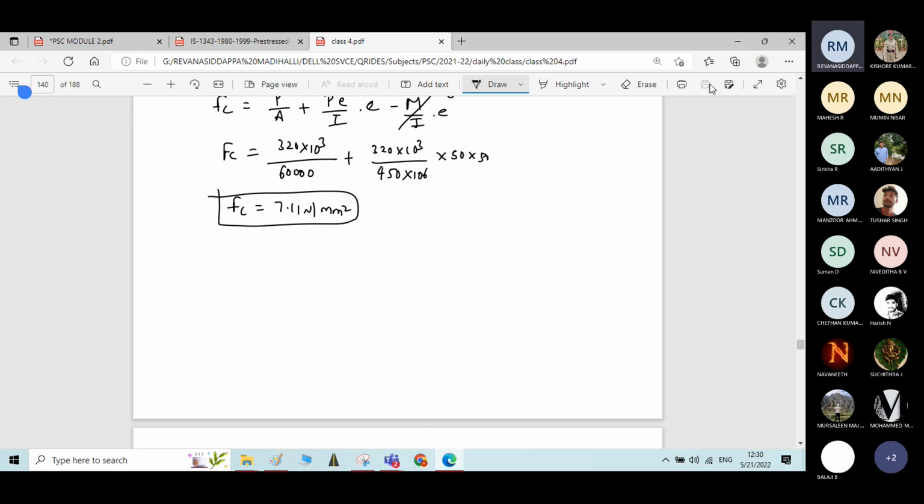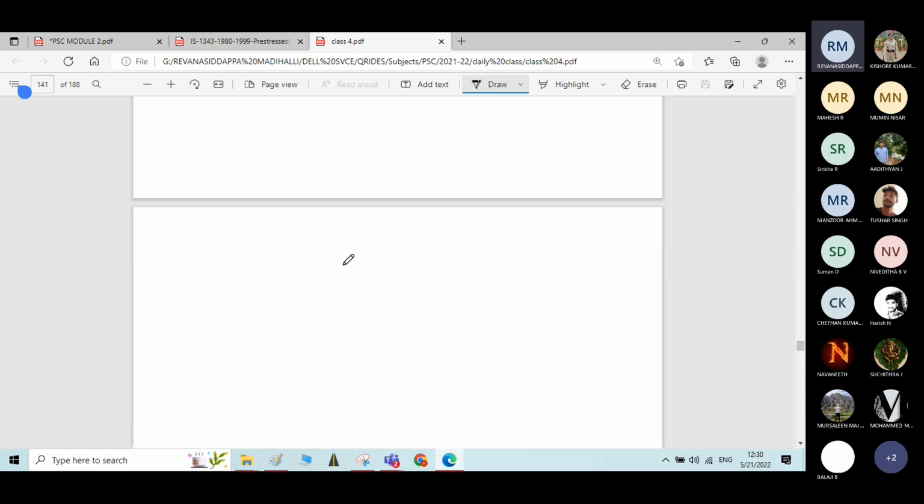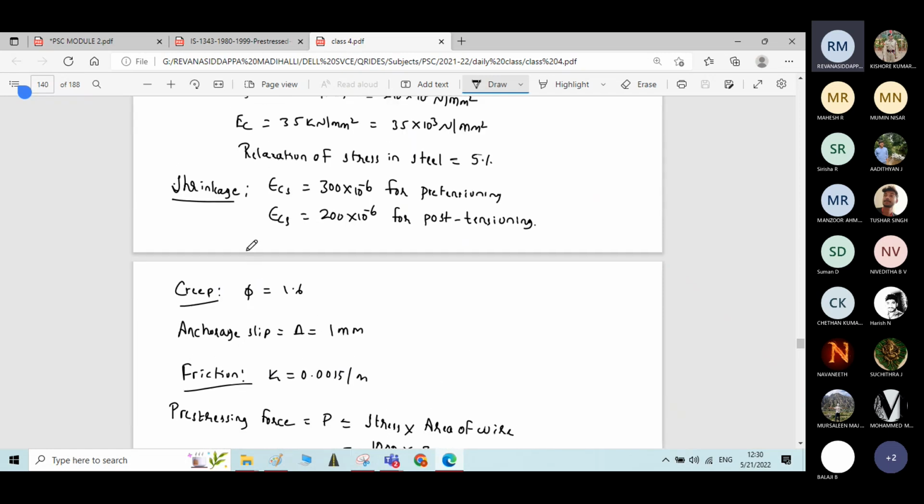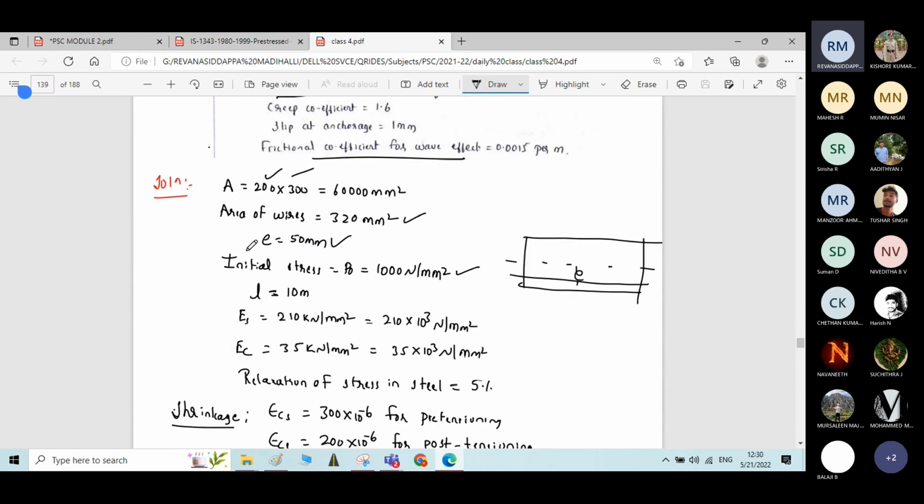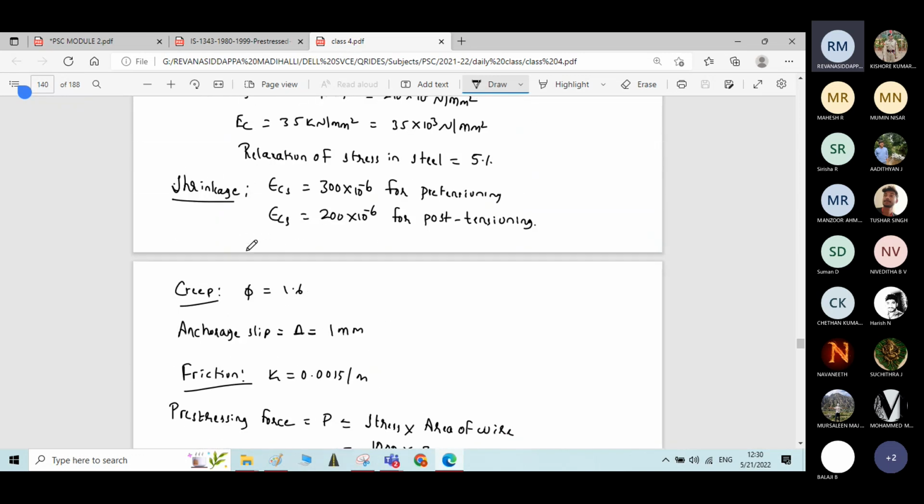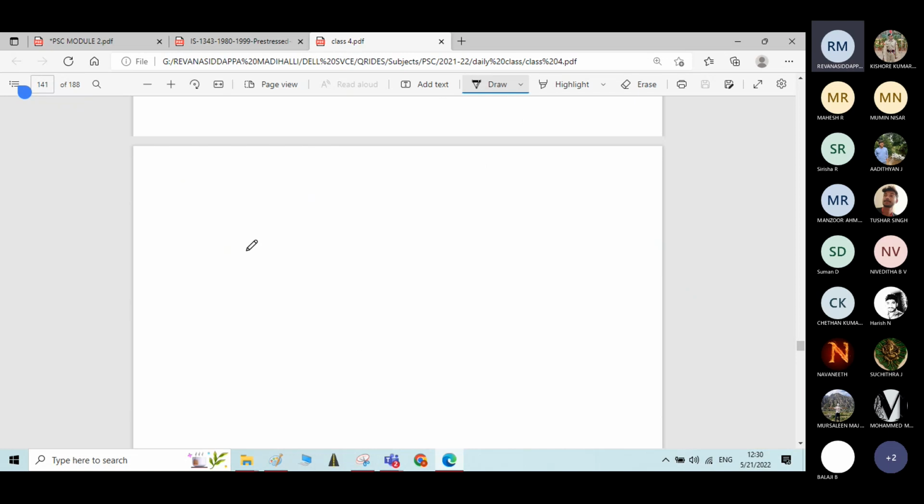Okay. So we have calculated all the basic parameters required for calculating the different losses. Now you can calculate all the losses. Okay. So here both the pre-tensioning and post-tensioning conditions are given. As I said before, you need to calculate the losses individually. For pre-tensioning and post-tensioning separately you need to calculate, and you have to add up all to get the percentage of loss or total loss for the pre-tensioning case and the total loss for the post-tensioning case.